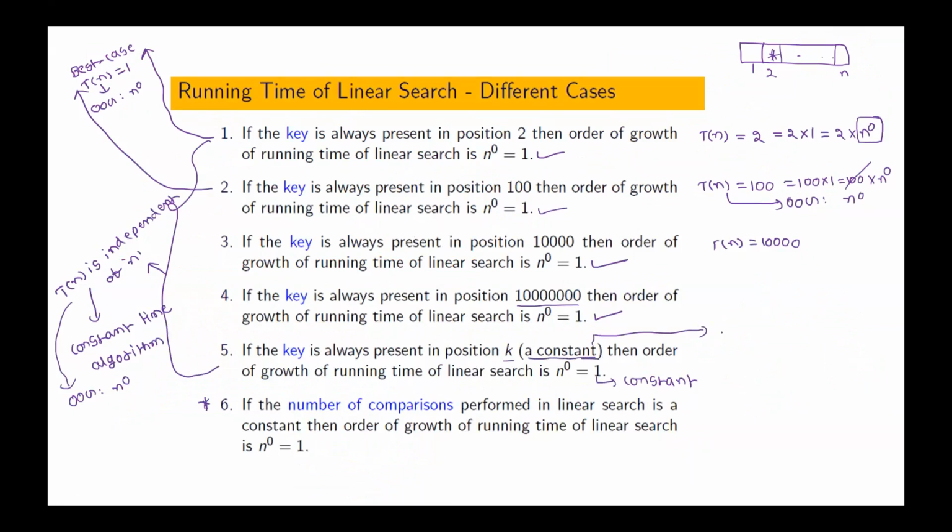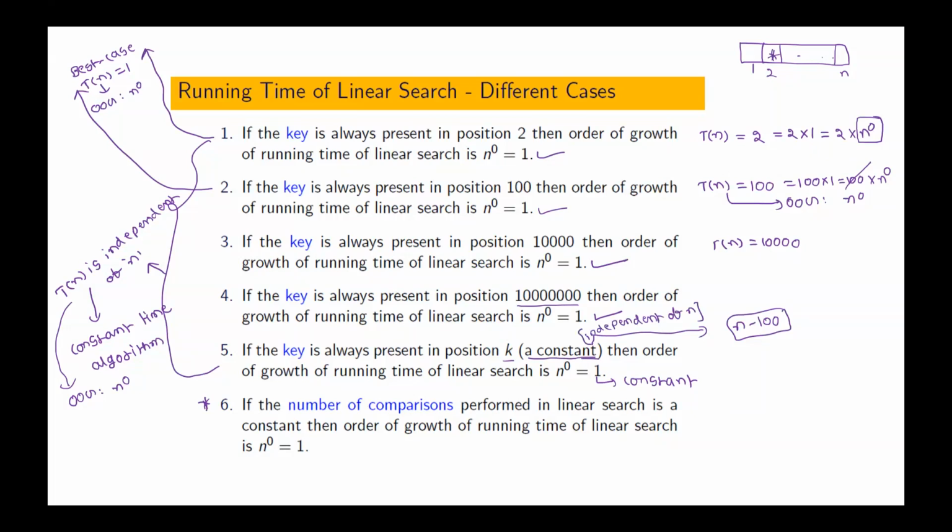N minus 100 is not constant, no? It depends on the n value, so it doesn't work that way. Or, to be more specific, if there is any confusion: k is a constant independent of n. Is that okay?